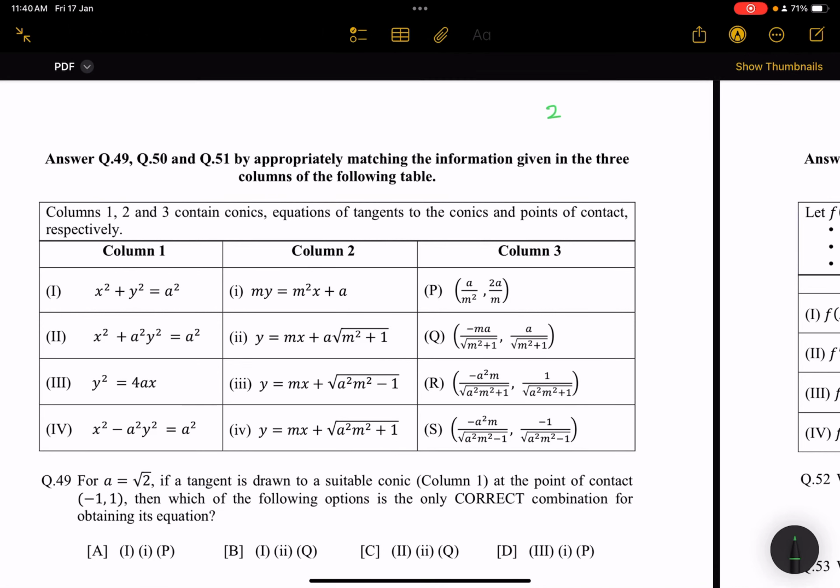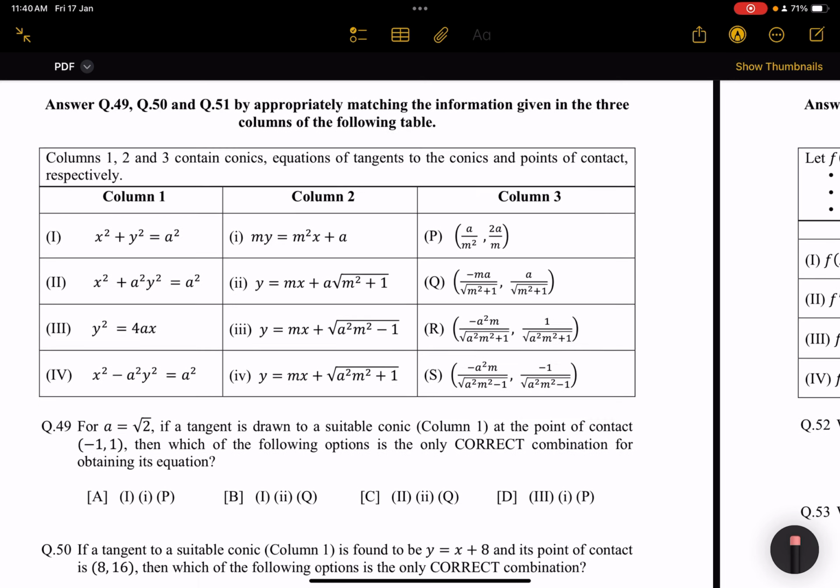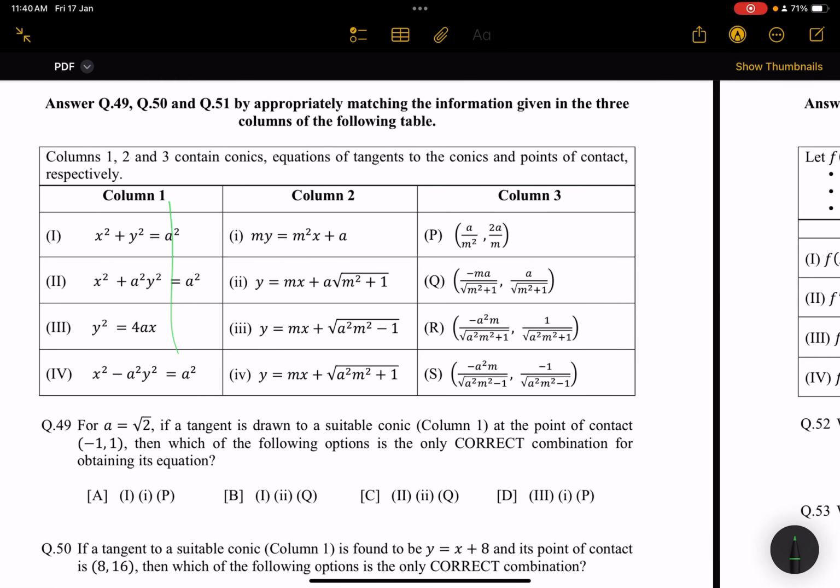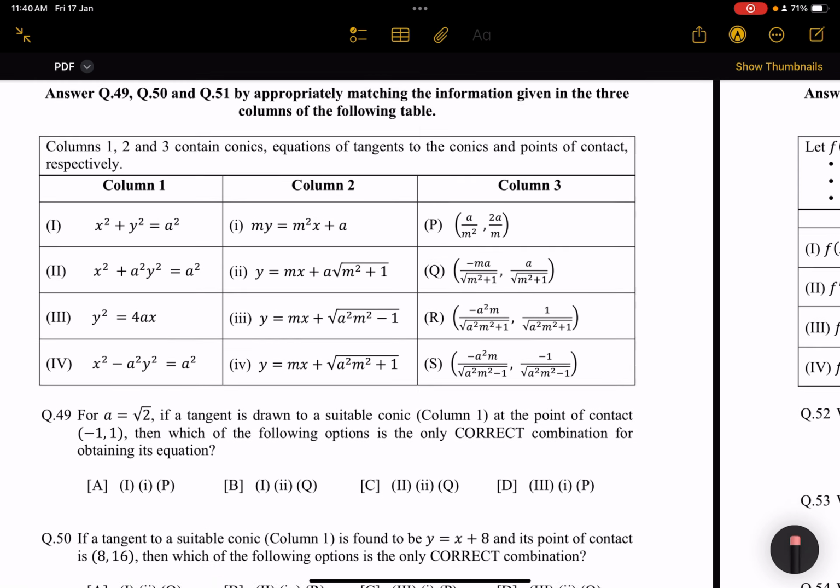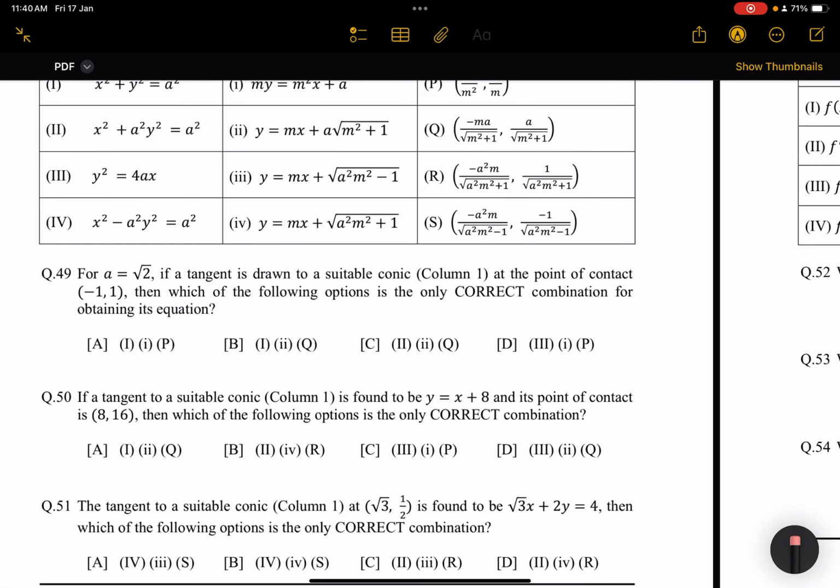Hi, this question appeared in JEE Advanced 2017 in its first paper, and the question is from the topic conic sections. So basically, it is a matching type question. You have column 1, column 2, and column 3 given here, and this is followed by 3 questions. Each question is of 3 marks.